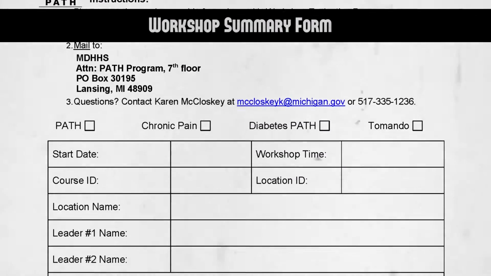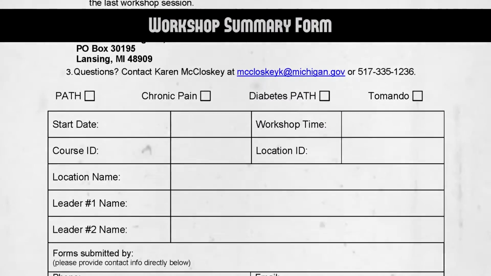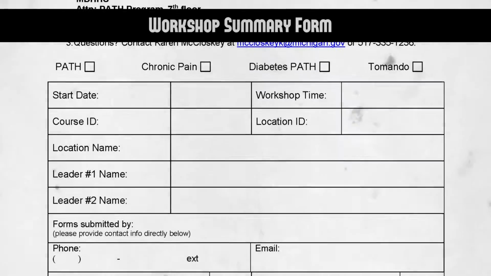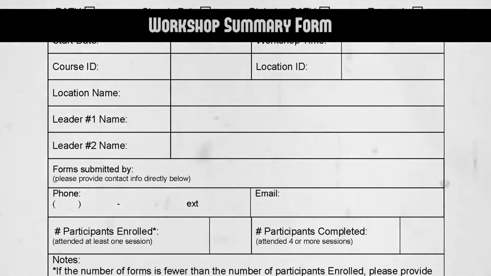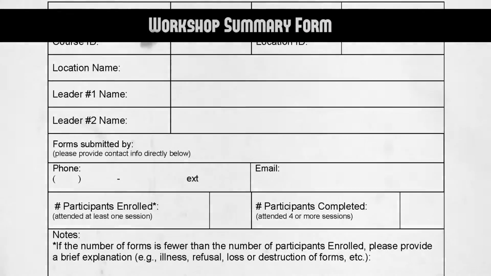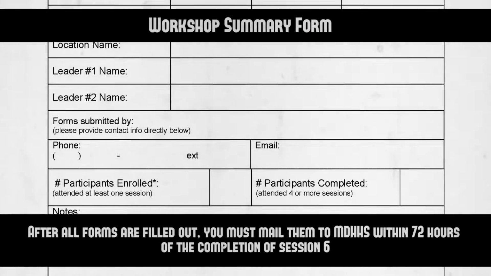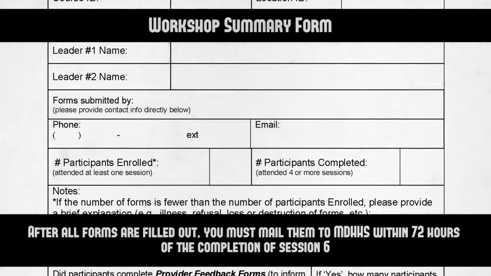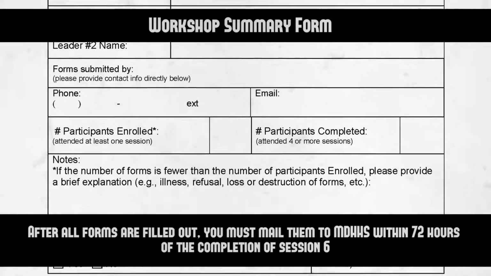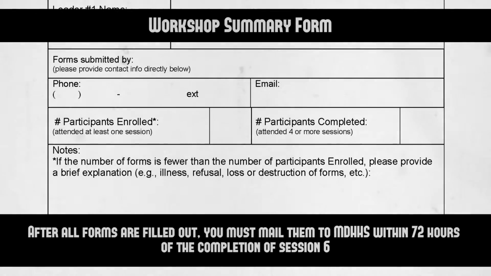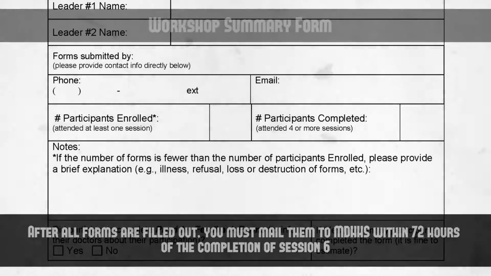This, like the cover sheet, identifies the workshop where the evaluation forms were collected and the number of participants that completed the workshop. After all of these forms have been filled out, you must mail the entire packet to Michigan Department of Health and Human Services within 72 hours of the completion of the 6th session.